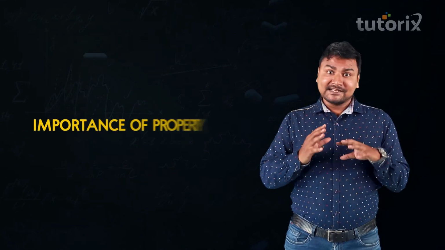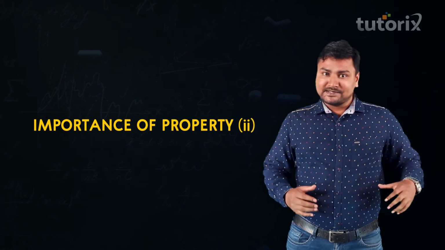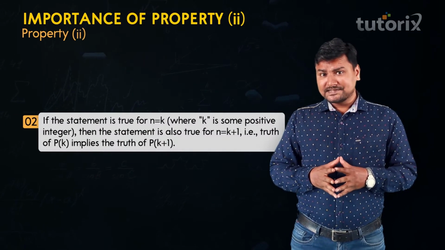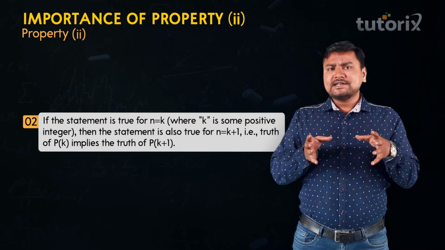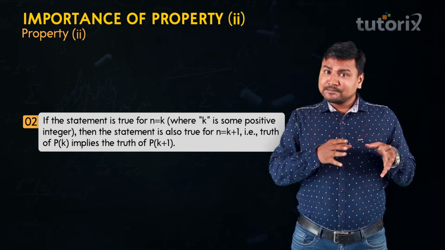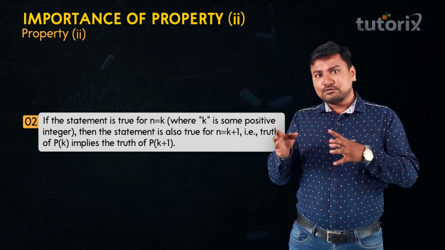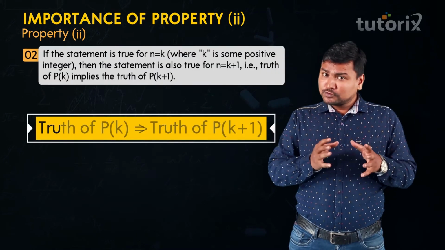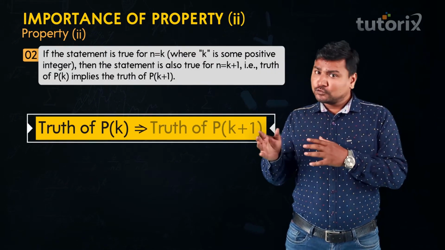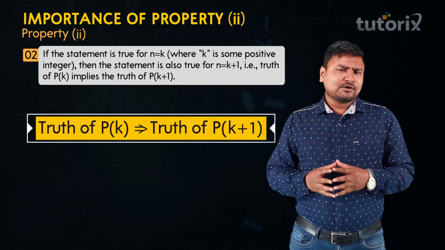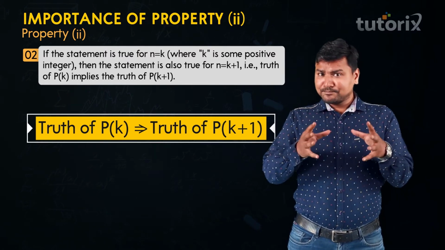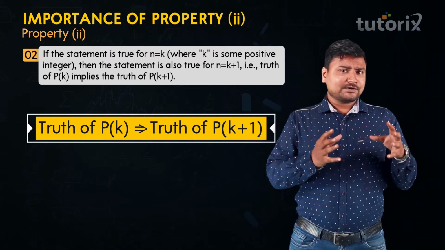Now let's understand the importance of the second property. So the second property says that if the statement is true for n is equal to k, then the statement is also true for n is equal to k plus 1. That is, the truth of Pk implies the truth of Pk plus 1. Well, what does that mean? It means that we are proving the result for all natural numbers.